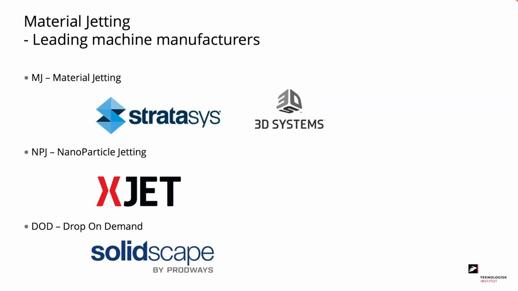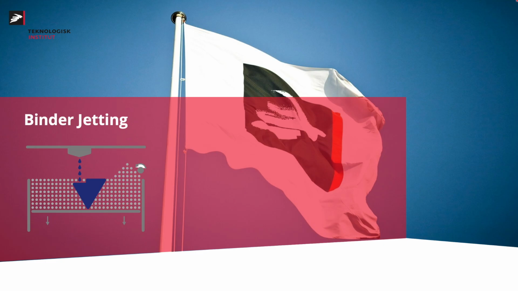The leading machine manufacturers for material jetting include Stratasys and 3D Systems, for nanoparticle jetting, XJet, and for drop-on-demand, SolidScape. Now we will move on and have a look at binder jetting.